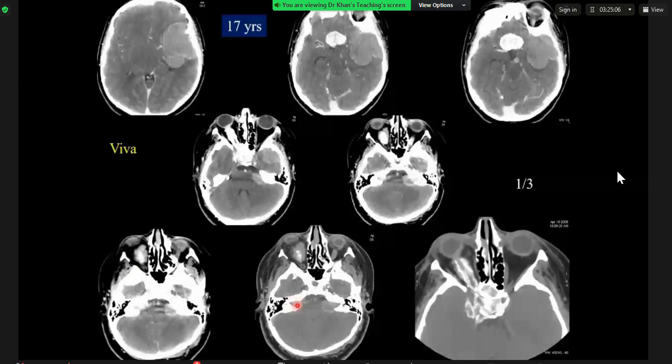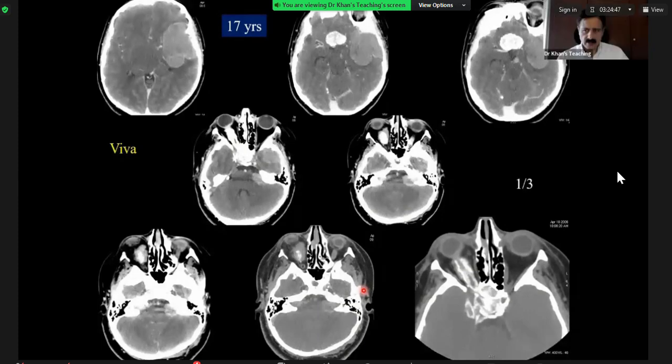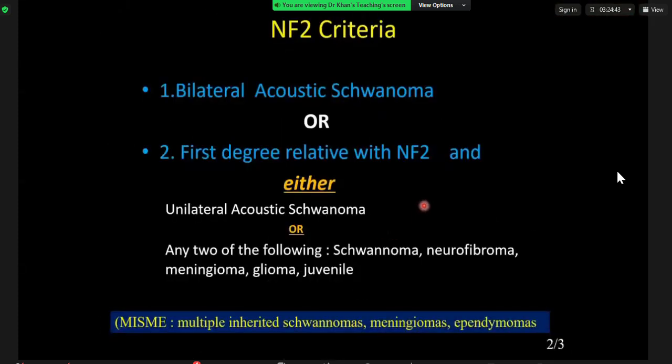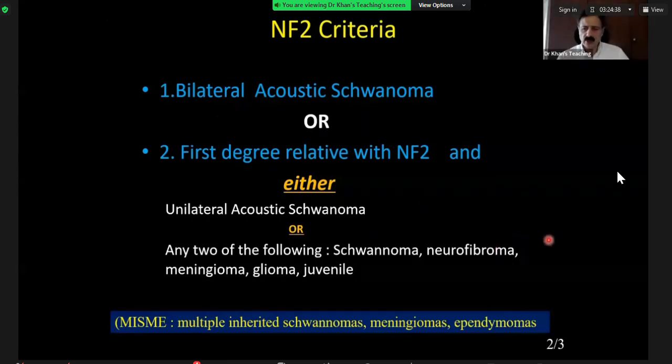acoustic schwannomas. So in conclusion, what will be your suspicion till now? It will be NF2. NF2. What will you like to do now? I would like to look at the spine to see if the patient has got any ependymomas. Right.